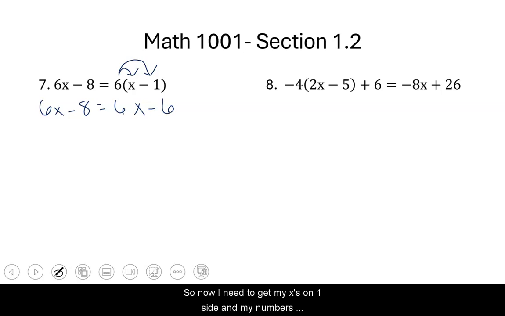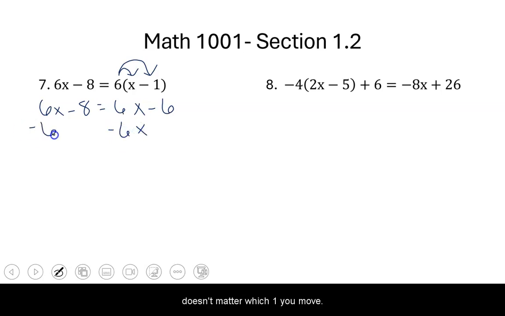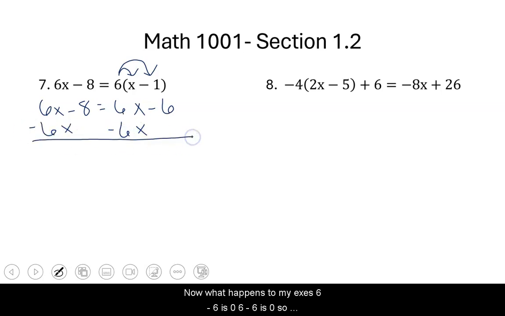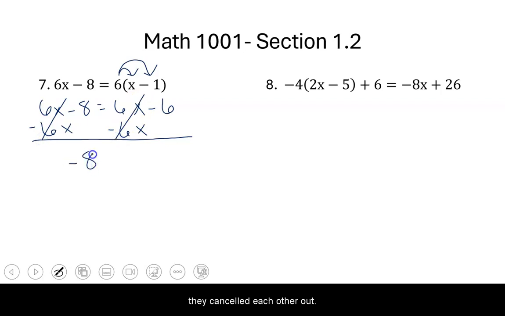So now I need to get my x's on one side and my numbers on the other. Well, I notice that they're both 6, so it doesn't matter which one you move. Now what happens to my x's? 6 minus 6 is 0. 6 minus 6 is 0. So they canceled each other out. So bring down -8 equals -6.